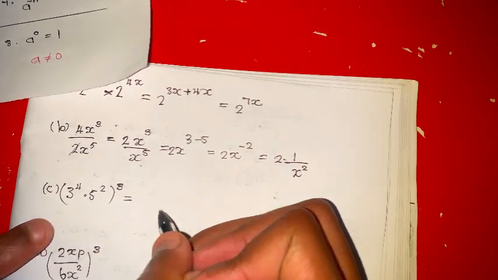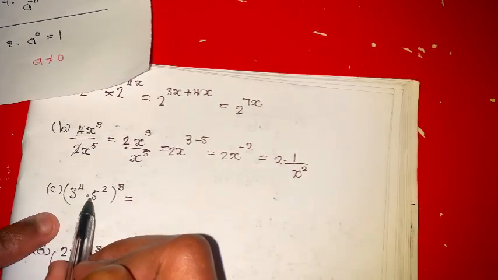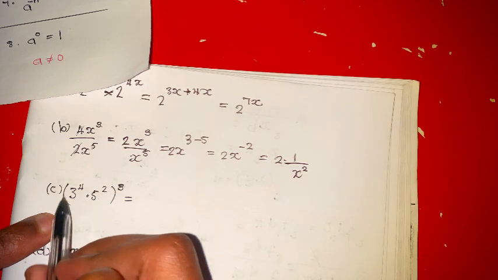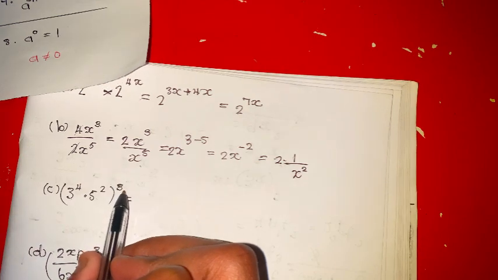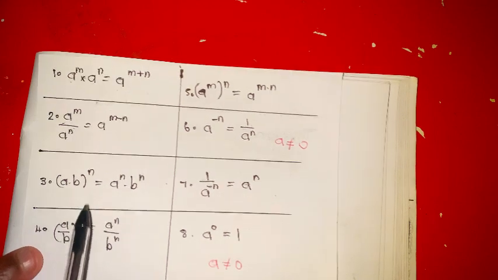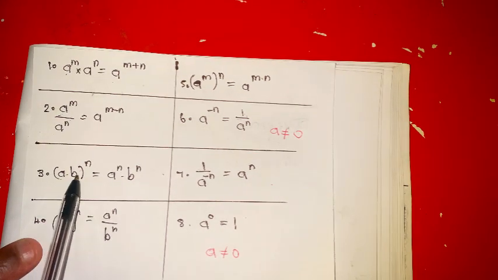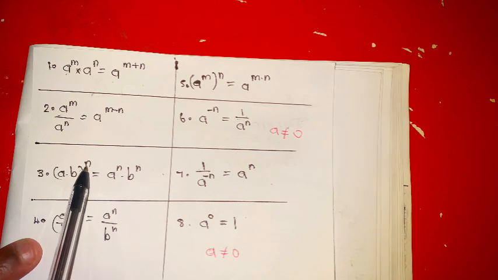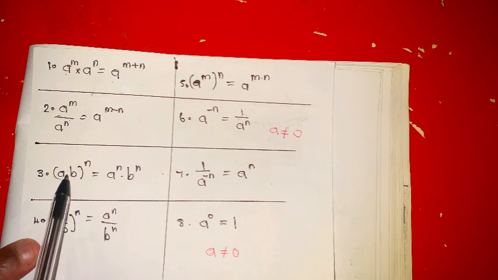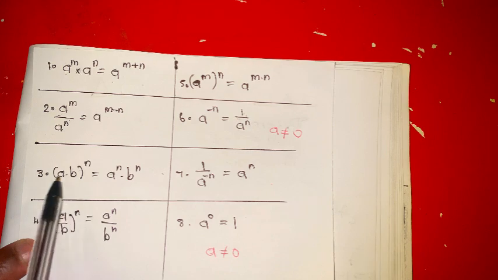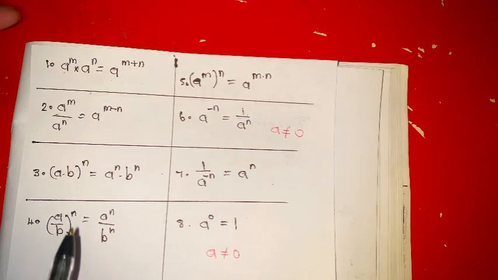Looking at the next example, you have bases that are not the same, and then you have their exponents in brackets all raised to 3. You will look at your law. You have to know your laws by heart for your test purposes. Now, if you have 2 different bases, a and b, to the exponent n, you can multiply your n with the exponent and do the same for both bases.